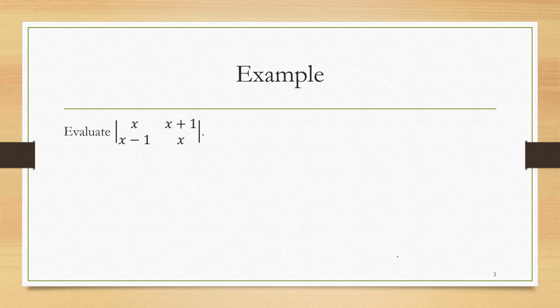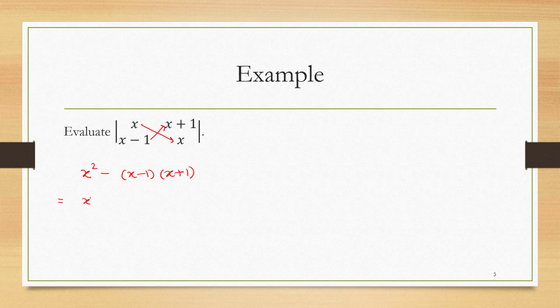Now let's do one example. We have to find determinant of this 2 by 2 matrix having entries x, x plus 1, x minus 1 and x. So let's do it. We multiply the diagonal entries first. So we get x into x, x square. Put a minus sign and then the product of these two, x minus 1, x plus 1.